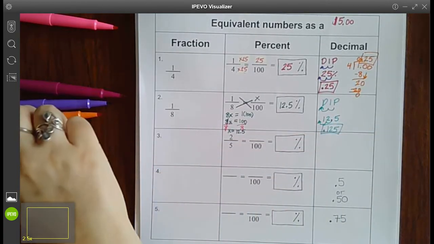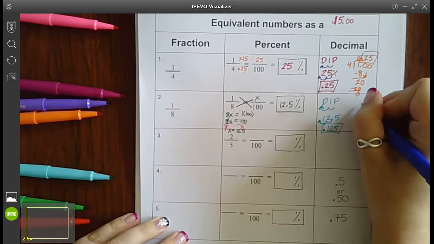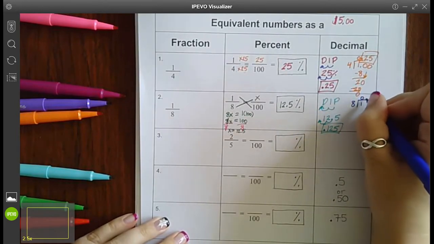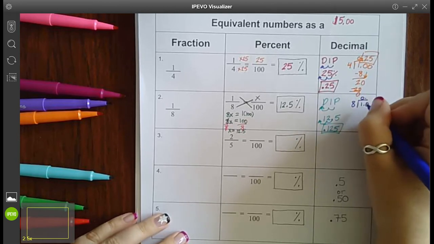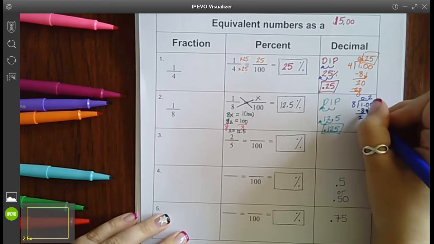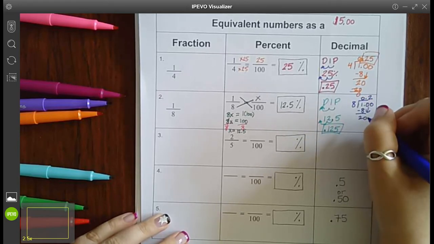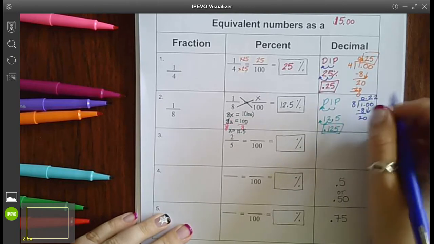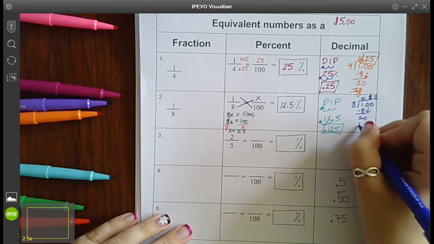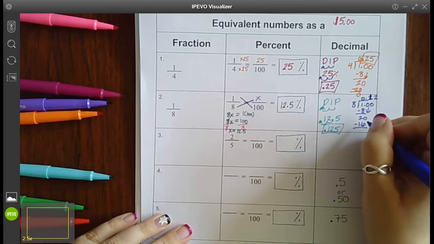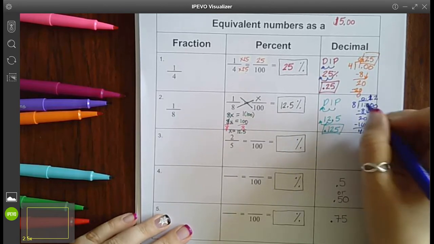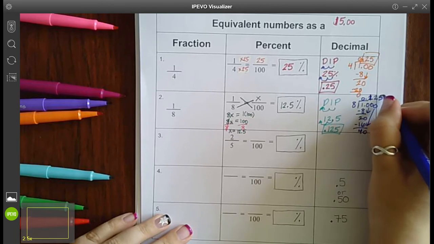Or again, I could always just take the top, divide it by the bottom. 8 can't go into 1, so I add a decimal and a 0. 8 goes into 10 twice. When you subtract that, you get 2. Bring down a 0. 8 goes into 20 2 times. 8 times 2 is 16. And when you subtract that, you get 4. Bring down a 0. 8 goes into 40 5 times.